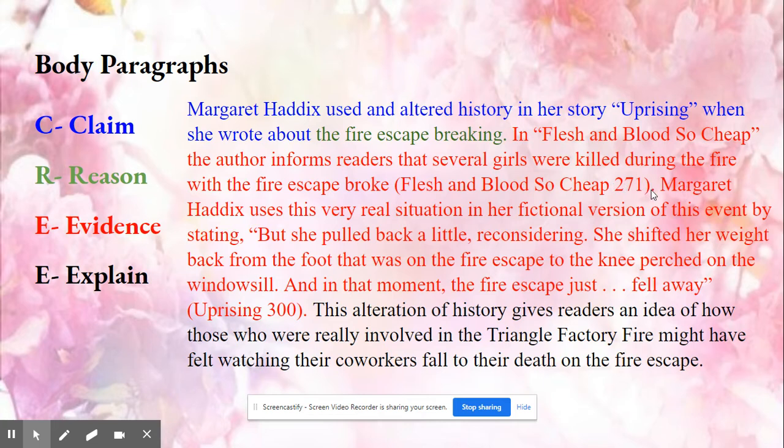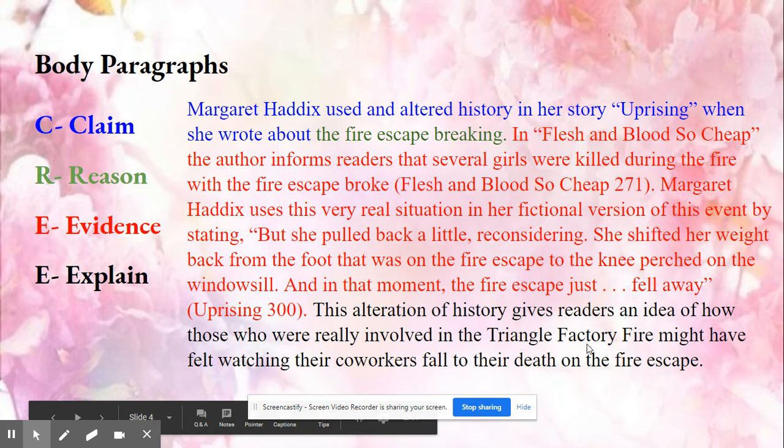Flesh and Blood So Cheap, page 271, and please ignore my typo. Margaret Haddix uses this very real situation in her fictional version of this event by stating, "but she pulled back a little, reconsidering. She shifted her weight back from the foot that was on the fire escape to the knee perched on the windowsill. And in that moment, the fire escape just fell away." This alteration of history gives readers an idea of how those who were really involved with the Triangle Factory fire might have felt watching their coworkers fall to their death on the fire escape.